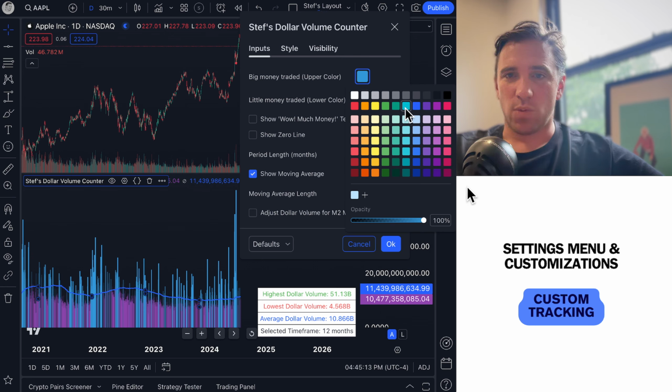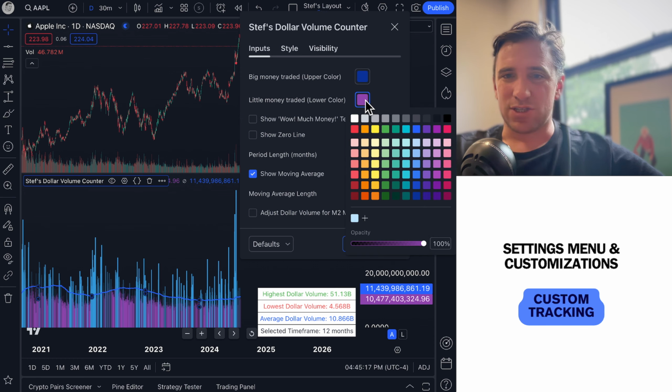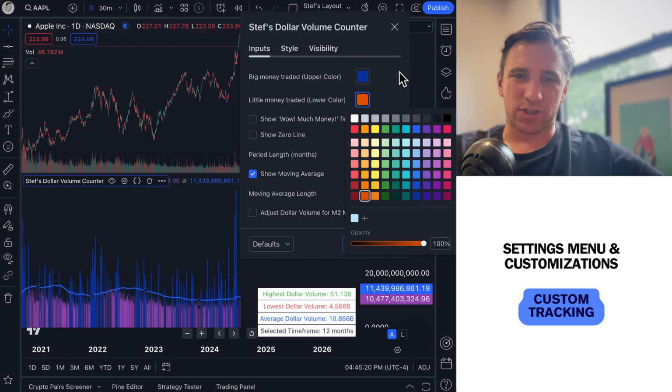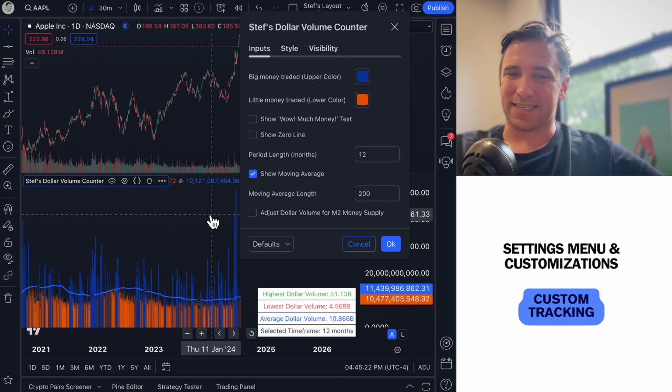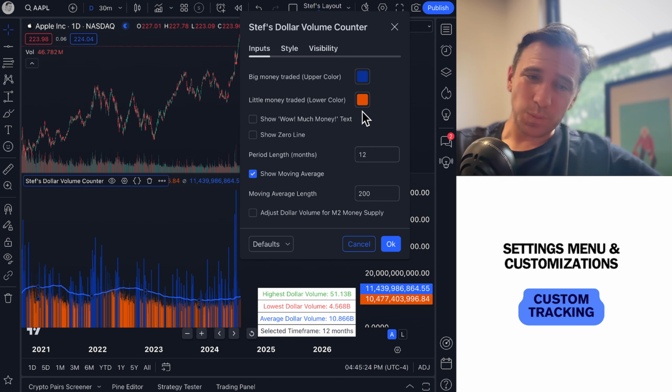For example, why don't we do big money traded? Let's do this dark blue, and let's do little money traded. How about this orange? We can customize this as needed, and it will adjust accordingly.